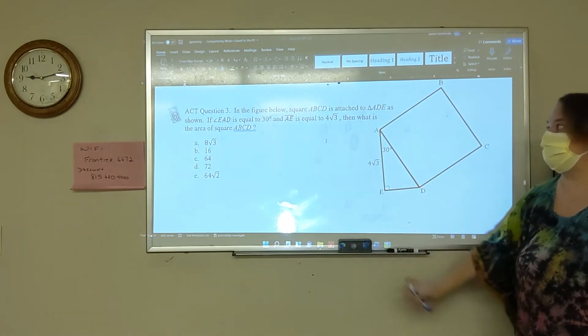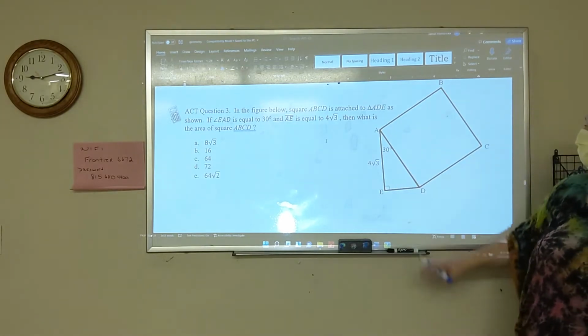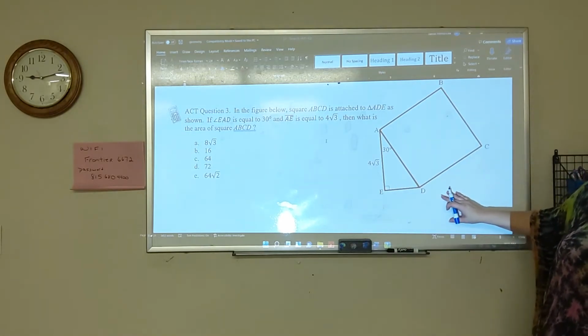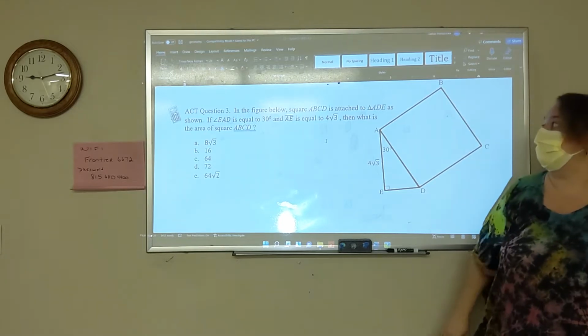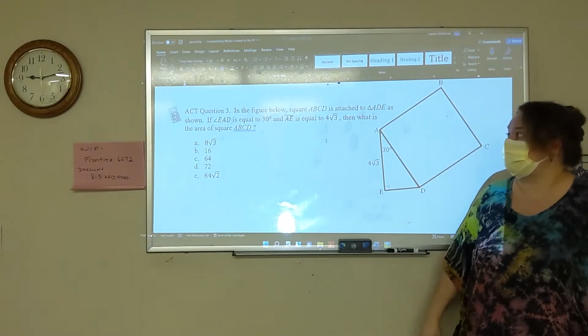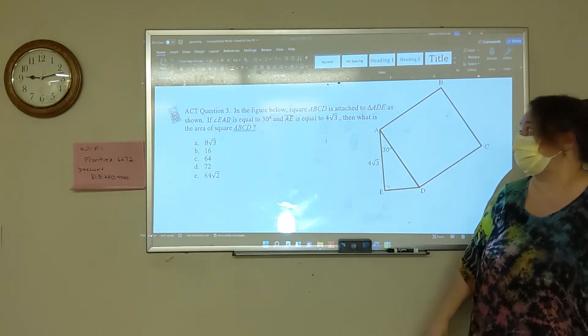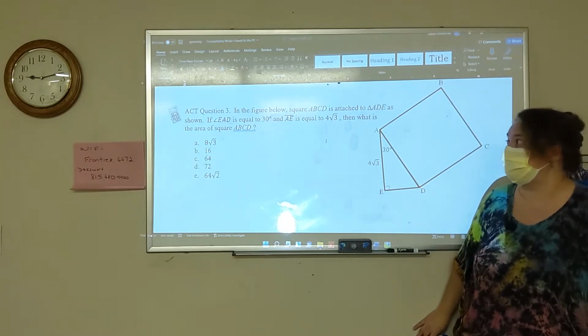All right, ACT number 3. In the figure below, square ABCD. I'm so glad they told me this is a square because it sure as heck doesn't look like one. Square ABCD is attached to triangle ADE as shown. If angle EAD is 30 degrees and AE is equal to 4 root 3, then what is the area of the square?